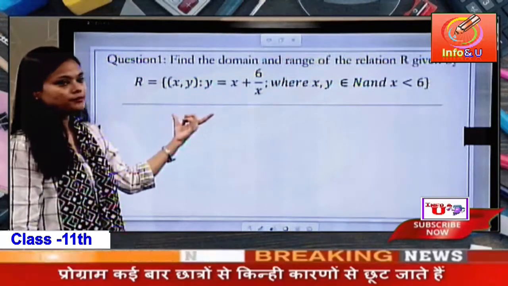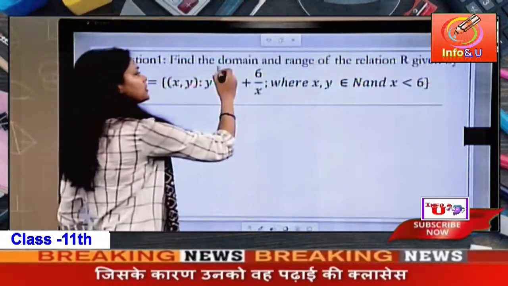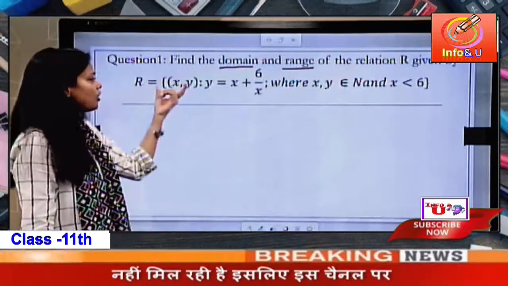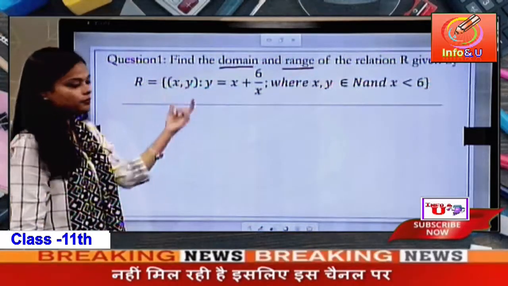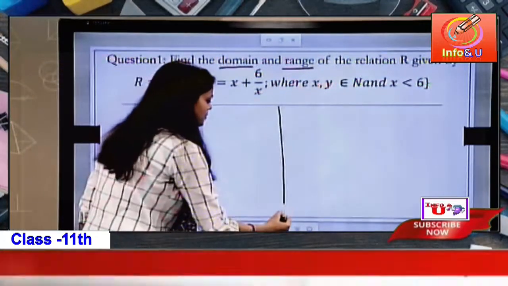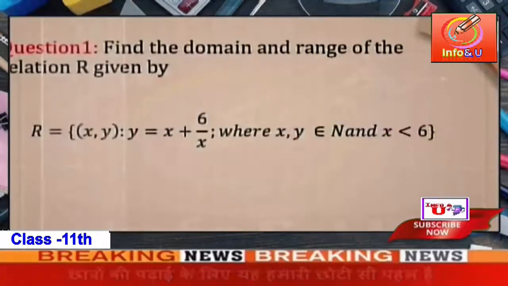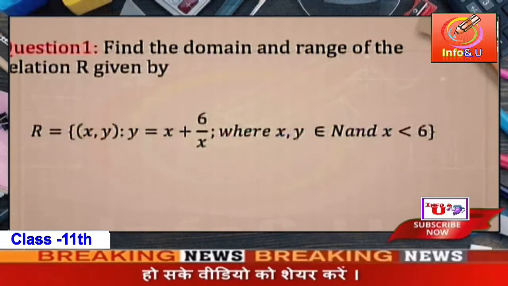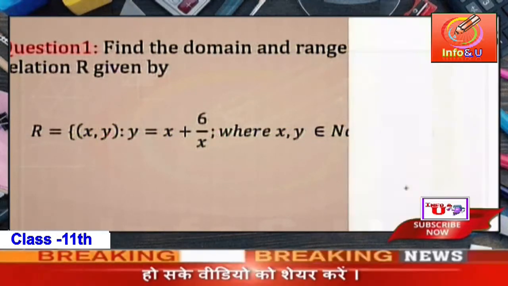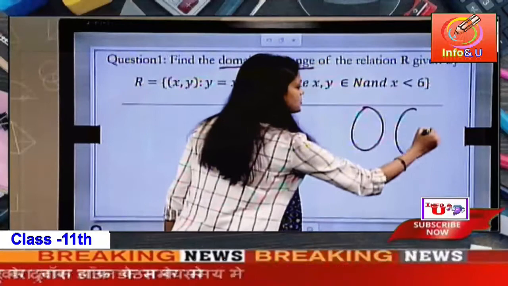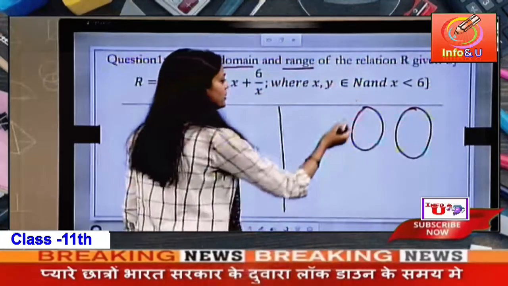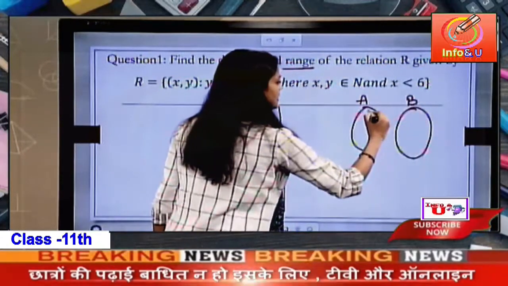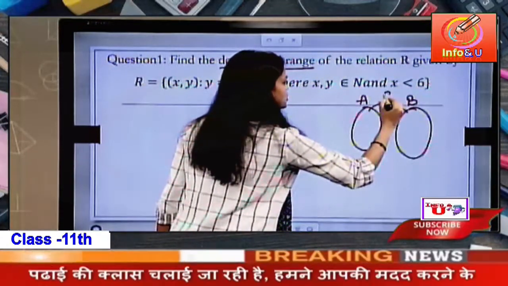This is a question in which we have to find the domain and range of this relation. Very important. Firstly, let us first make an arrow diagram of it, from set A to, say, some set B, where we are describing a relation R.